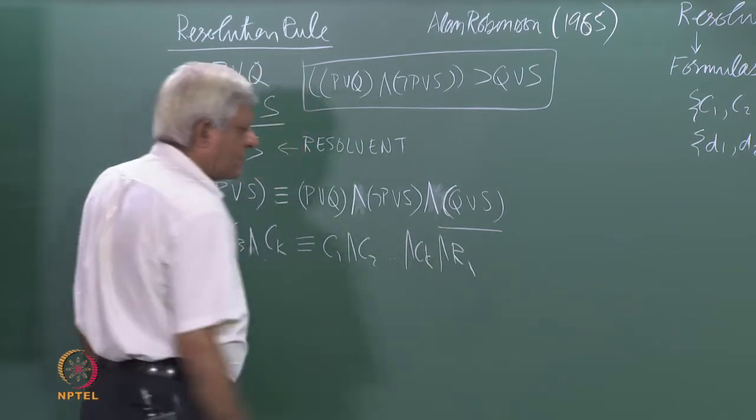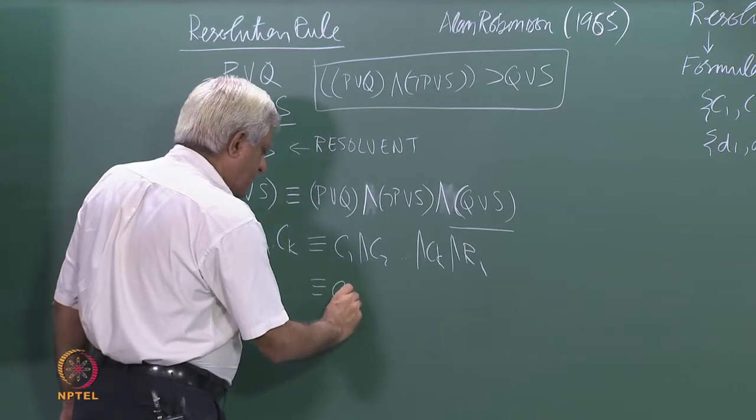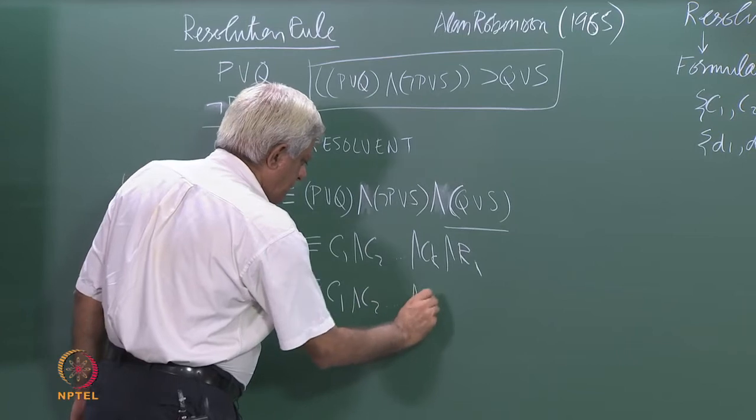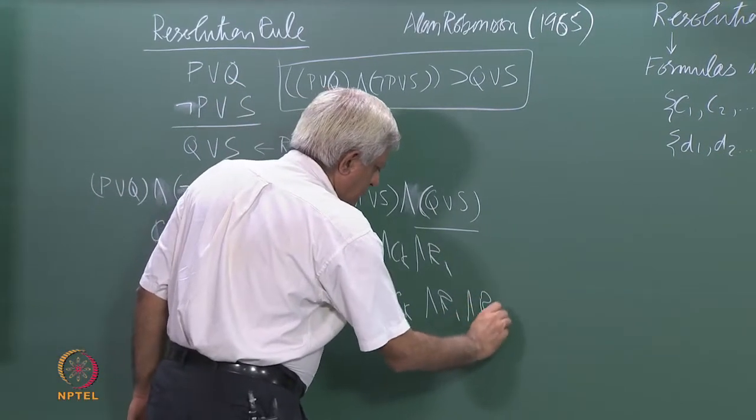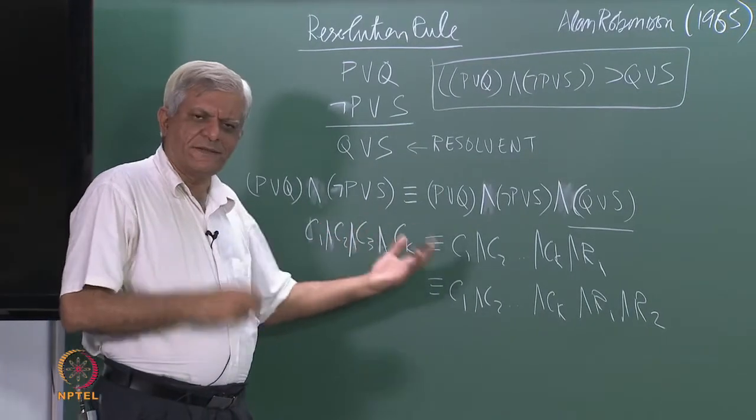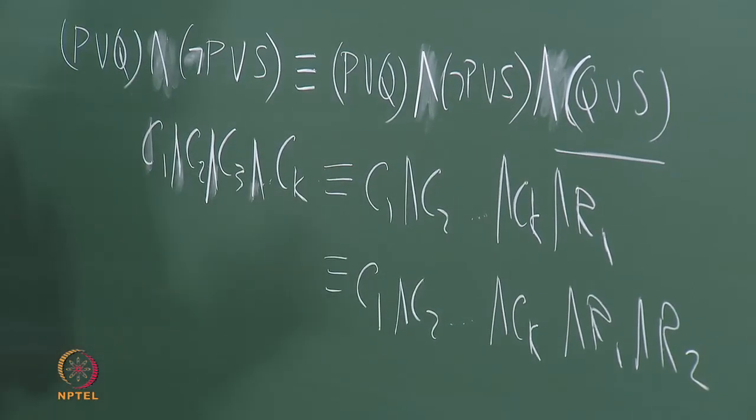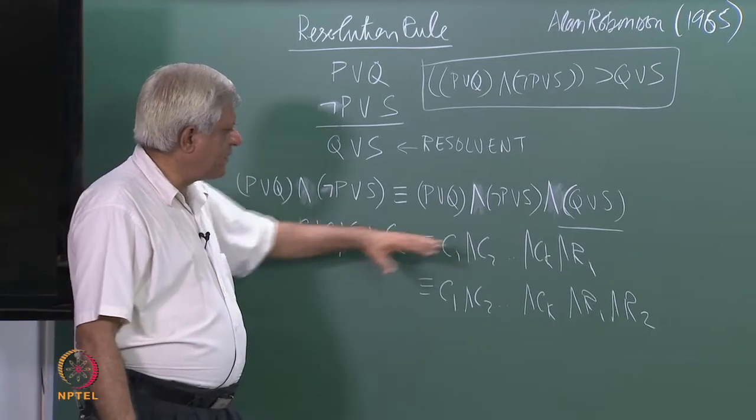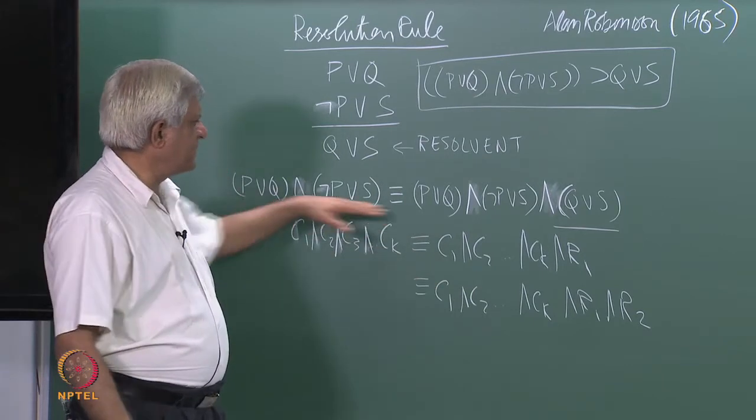So, I have added one more clause here, then I can add one more. What I am saying is that I keep adding these resolvents to my set of clauses, and what I get is an equivalent set of clauses essentially. This set is logically equivalent to this set. So, you must prove that this is indeed the case essentially.